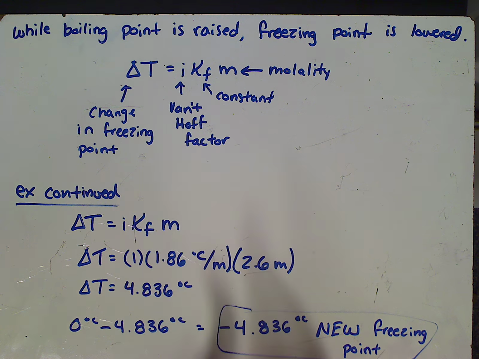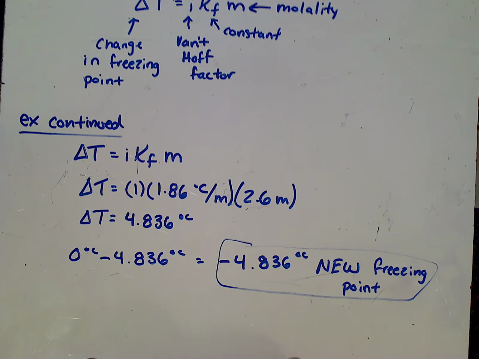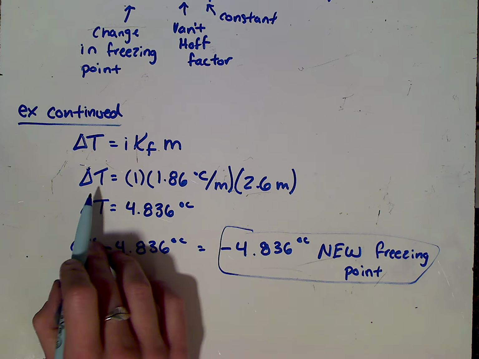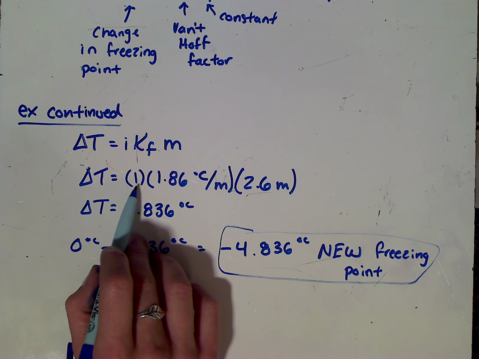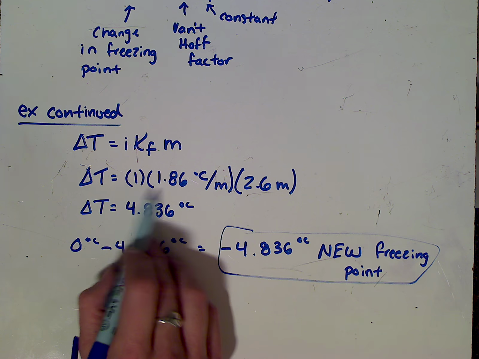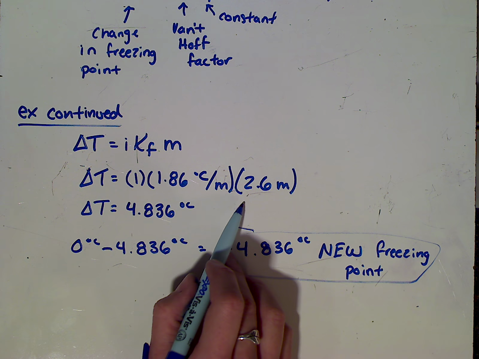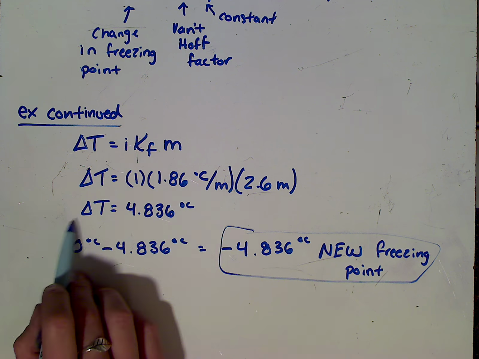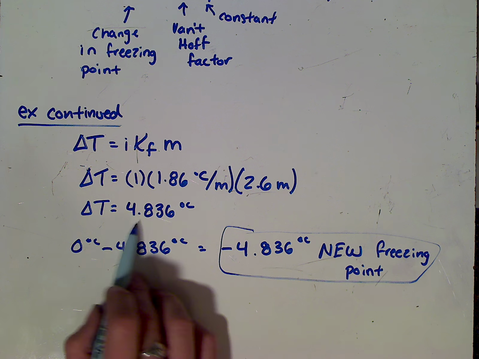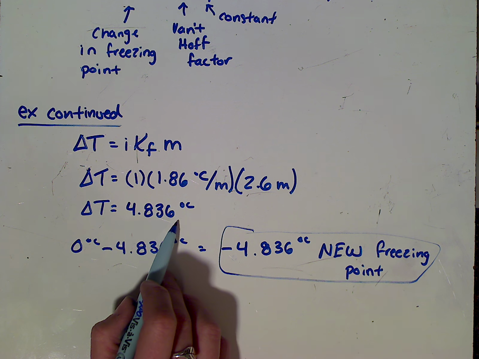Okay, so let's continue this example then. We're going to plug into our equation. So our change in freezing point is the Van Hoff factor, which was 1 in the question, times the Kf, and this was given to us in the problem. This is our Kf for water, times the molality that we already found, and so we find that the change in the freezing point is going to be 4.836 degrees Celsius.